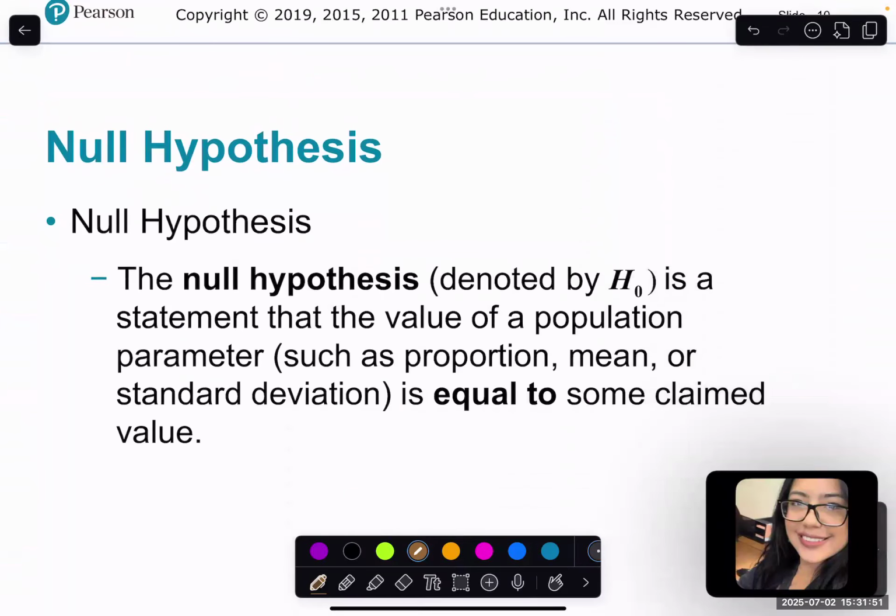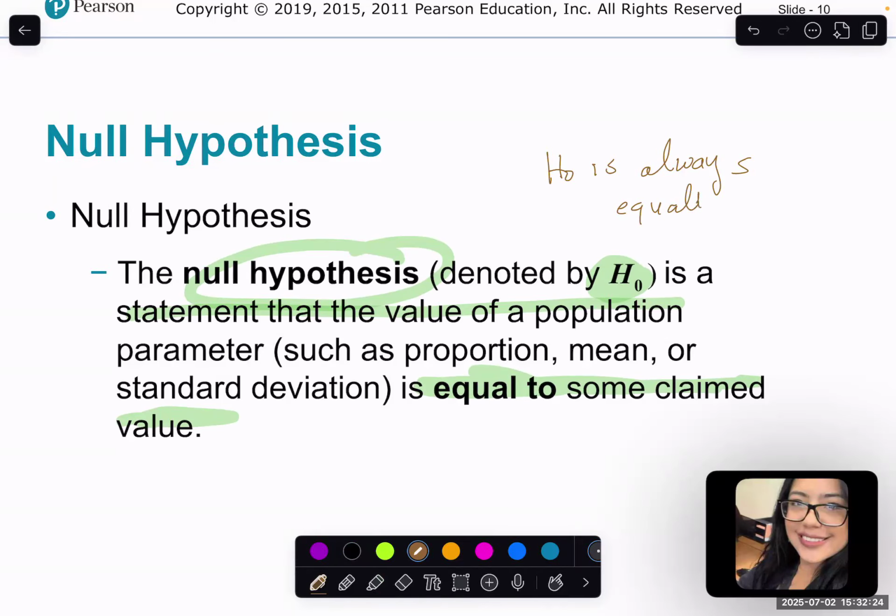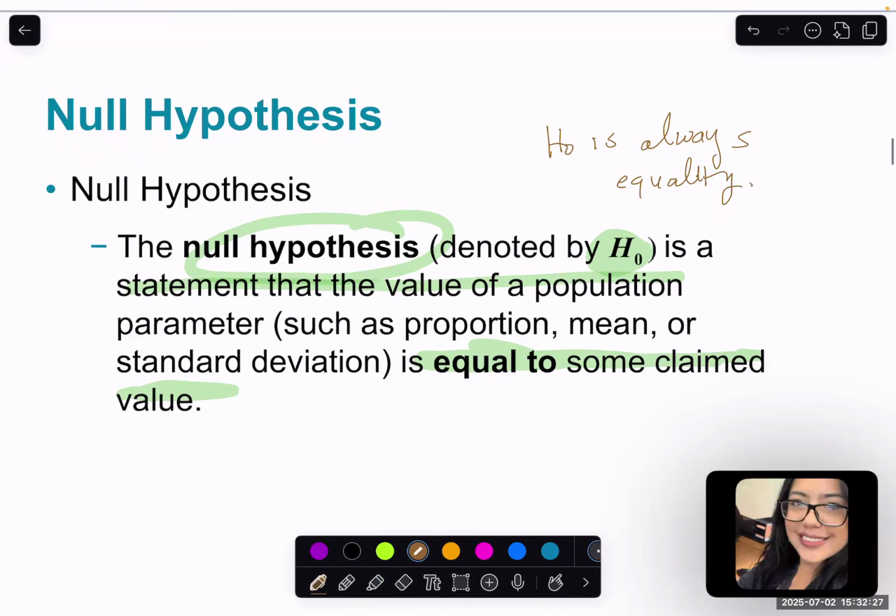We'll begin by defining what a null hypothesis is. A null hypothesis is denoted by H0. This is the notation when I ask for a null hypothesis. H0 is the statement in which the value of your population parameter is equal to some claim. So whenever I ask for a null, you're always going to have an equality. So it always will contain an equality symbol.